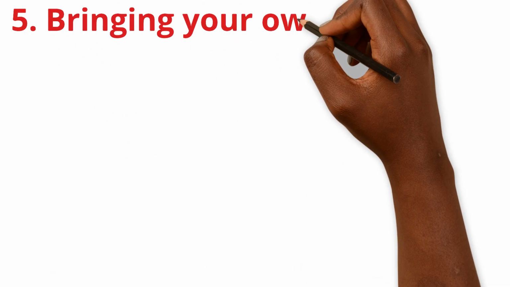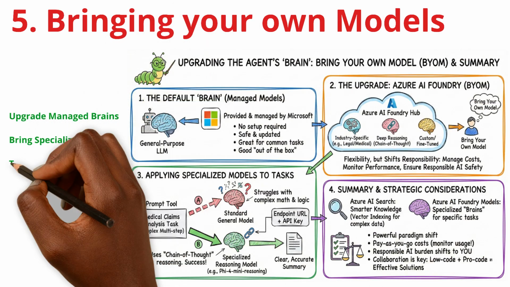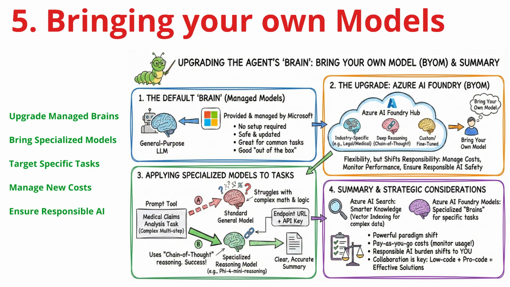By default, Copilot Studio agents use a general-purpose managed brain provided by Microsoft. It's safe, updated, and great right out of the box for common tasks. But when you need more power, you can upgrade to Azure AI Foundry and bring your own model. This hub offers specialized brains for things like legal jargon or deep reasoning. This gives you immense flexibility, but remember, it shifts the responsibility for managing costs and AI safety back to you. You can apply these specialized models just where they are needed.